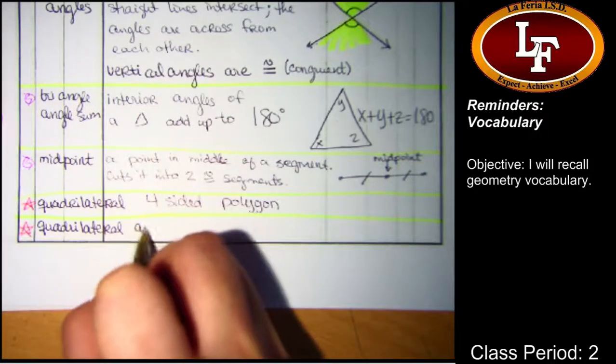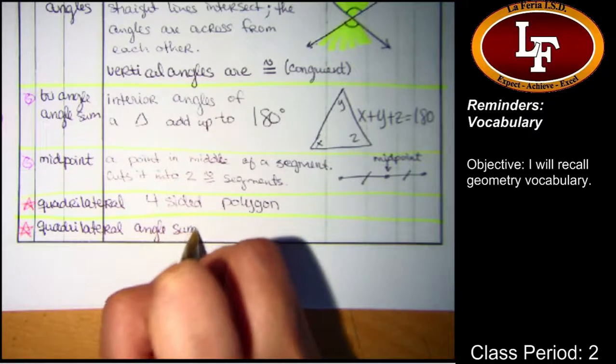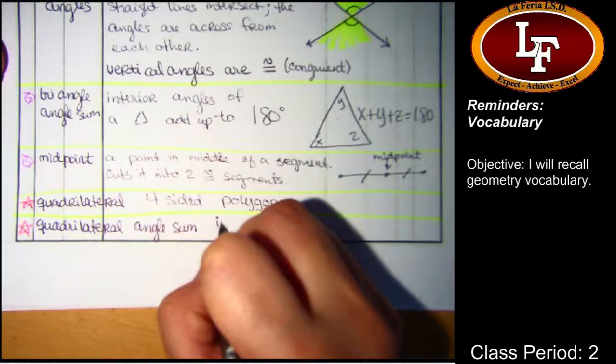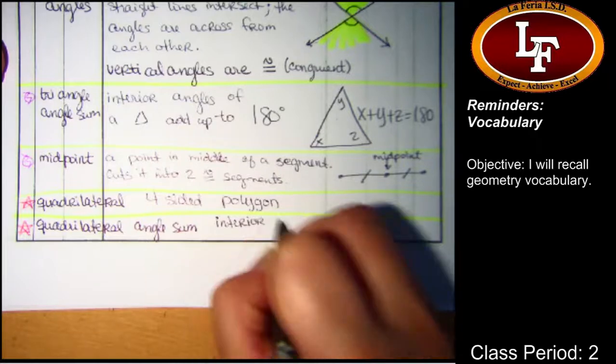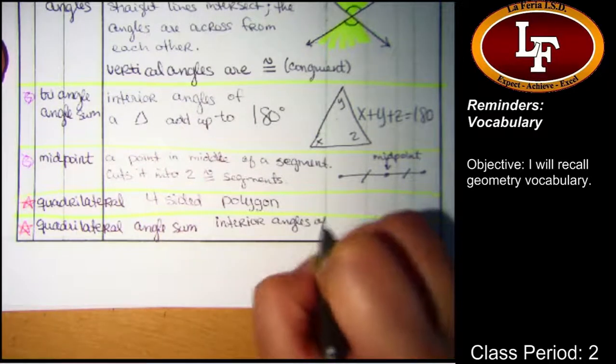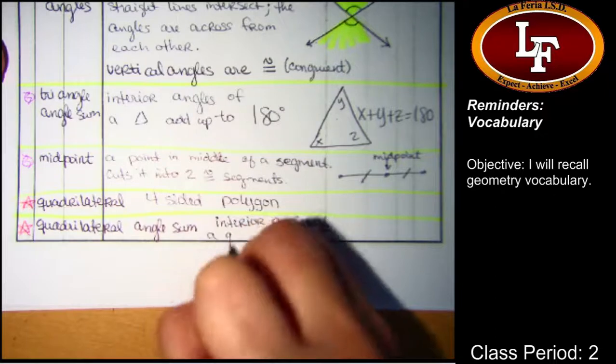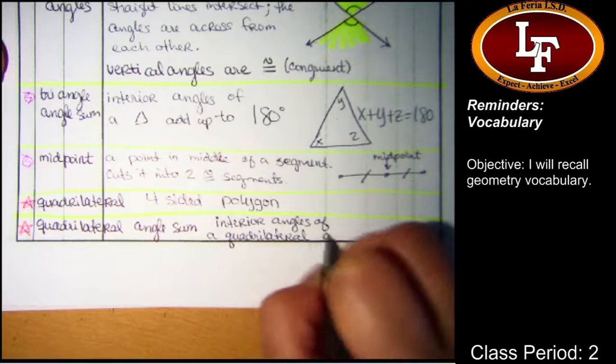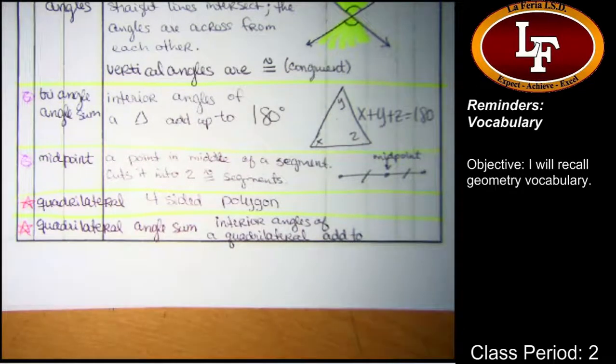Quadrilateral angle sum. What do you think? I guess the same thing as the triangle angle sum. Yeah, similar to the triangle angle sum. Again, you add up the stuff inside. So we're going to say the interior angles of a quadrilateral add to, what's the number?